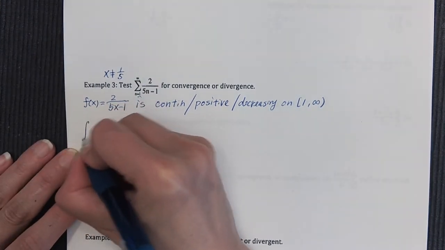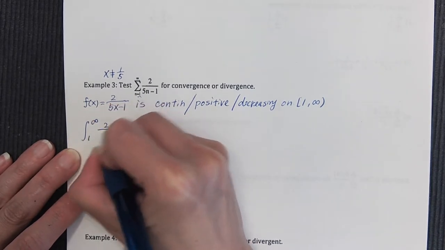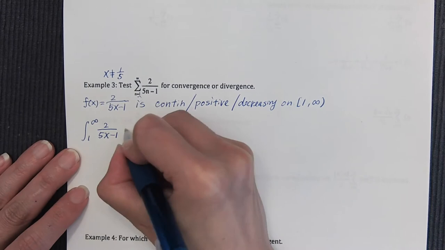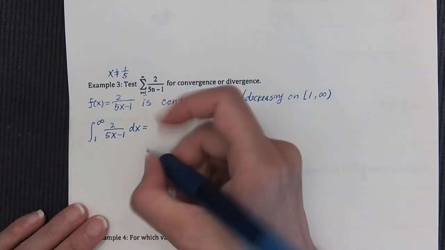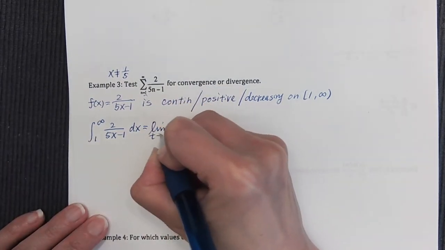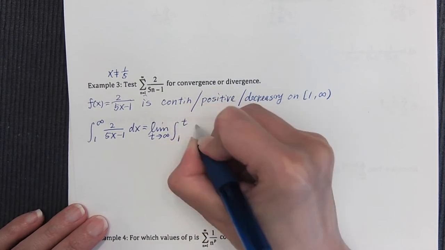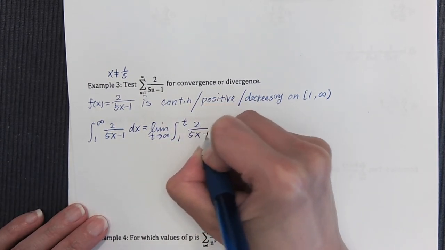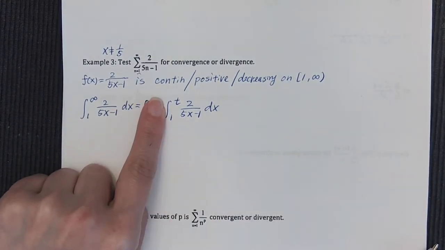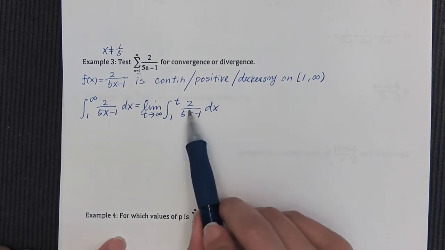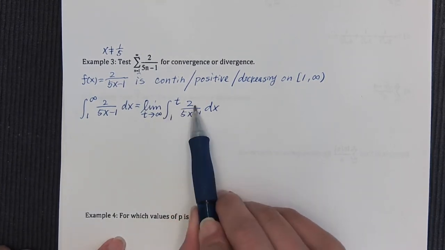Okay, so now let's take the integral from 1 to infinity of 2 over 5x minus 1 dx. Then I know I can take the integral using the infinity limit: the limit as t approaches infinity of the integral from 1 to t of 2 over 5x minus 1 dx. Do you remember the integral? You can separate the 2 and factor it out, 2 times 1 over 5x minus 1. Two is just a constant number, so you can take it outside.